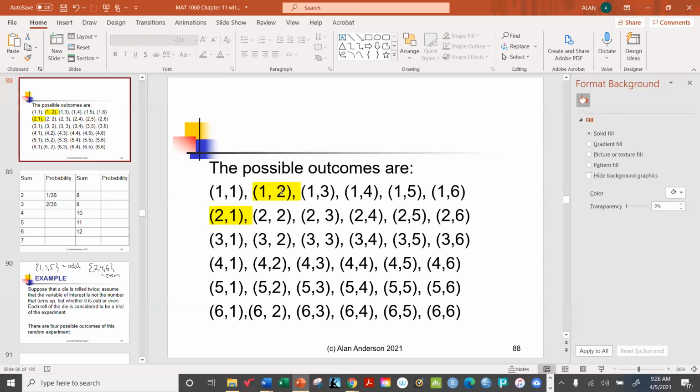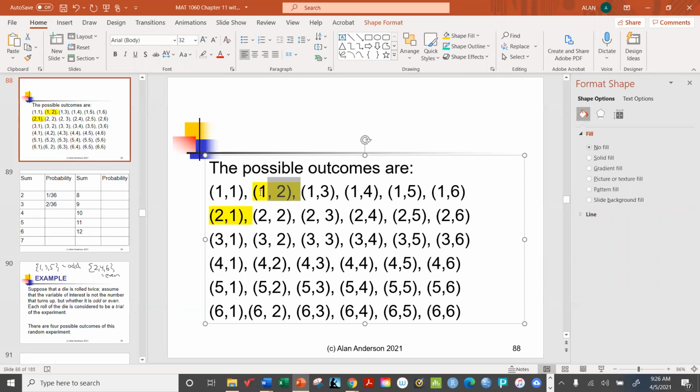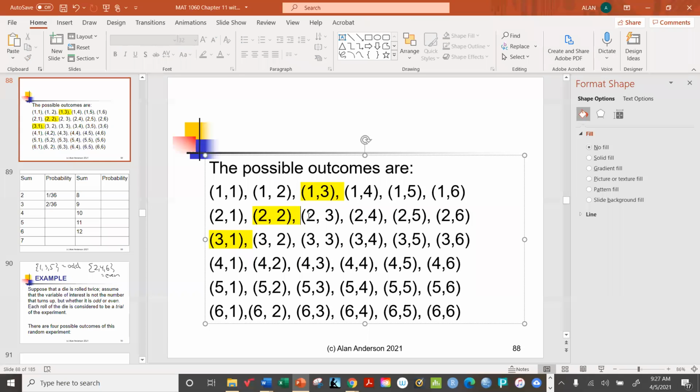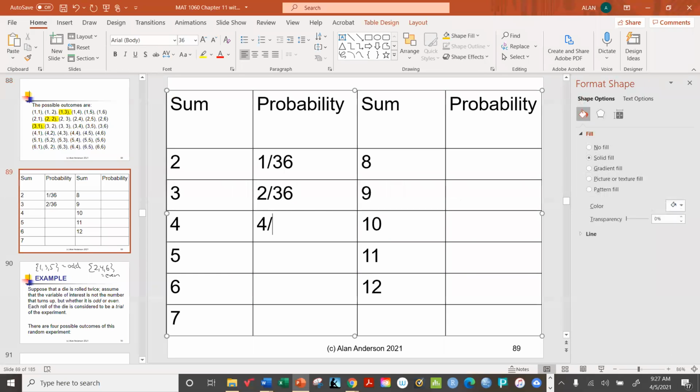All right, now we can go through all of them in the same way and come up with all of the other probabilities. For example, 4, how do I get a 4? Well, I can get a 1 and a 3. I can get a 3 and a 1. And I can get a 2 and a 2. Those all add up to 4. So the chances of getting a 4 are 4 out of 36.